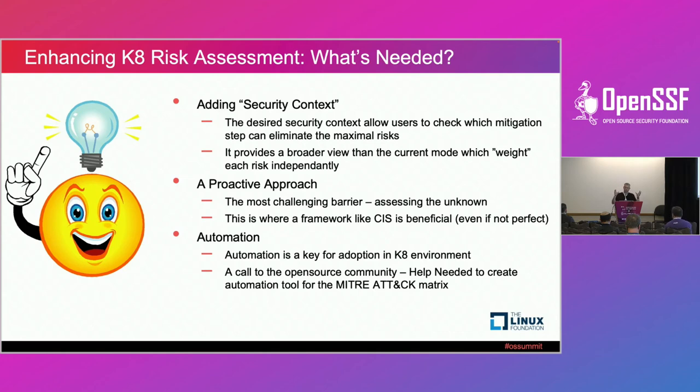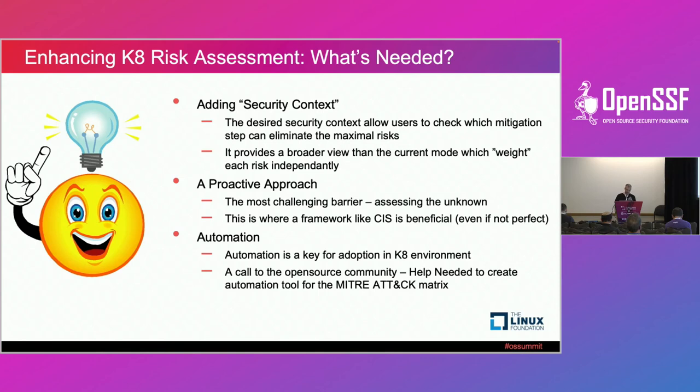There's no overall security context, so the desired security context can allow users to check the impact of each mitigation. If I do one mitigation and I cover many, many risks, the cost benefit for me is much bigger than if I do a lot of work and just cover one risk. So assessing the protection context versus the risk can help me prioritize where I can get the bigger value, of course, right?